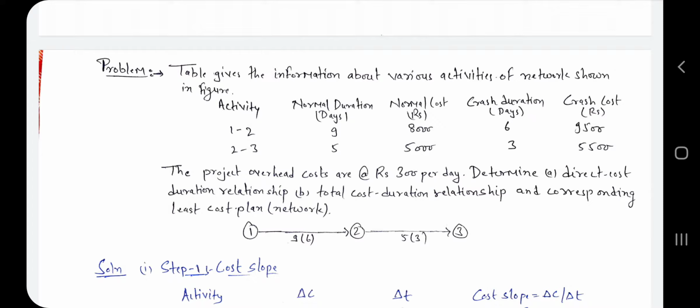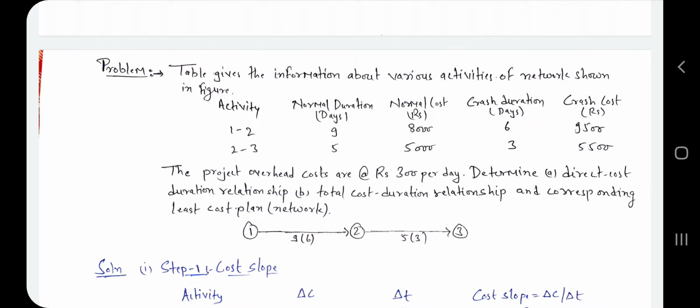In our previous lecture, we discussed the crashing of networks, and now we have seen one problem based on the crashing of networks. So let's see. We have been given information about various activities of the network shown in the figure. Activity 1-2 and activity 2-3.